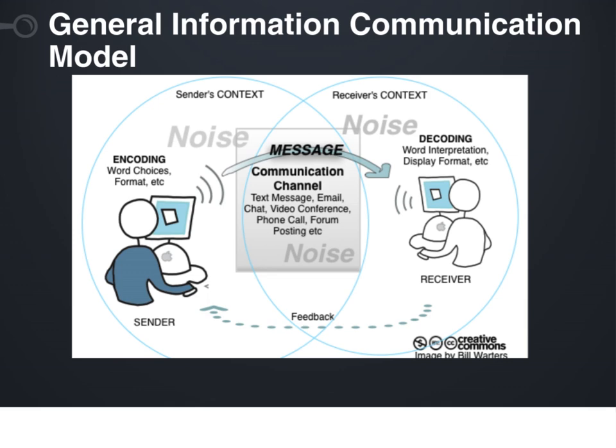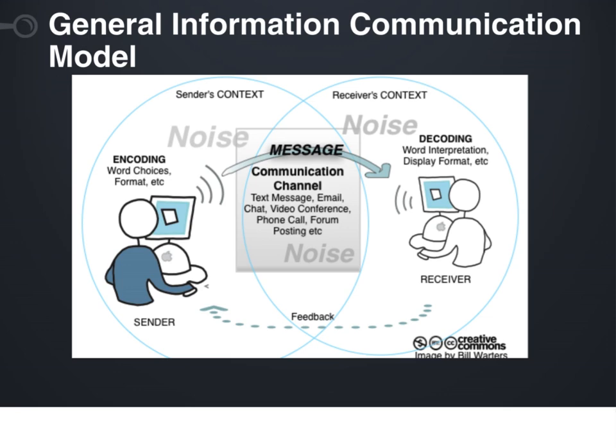On the other side is the receiver. The receiver gets the message and goes through decoding. Decoding is the process of interpreting and understanding the message. This depends on factors such as language ability, experience, and context. Both the sender and the receiver have their own context. Context includes background, knowledge, culture, and situation. Different contexts can affect how the same message is understood.